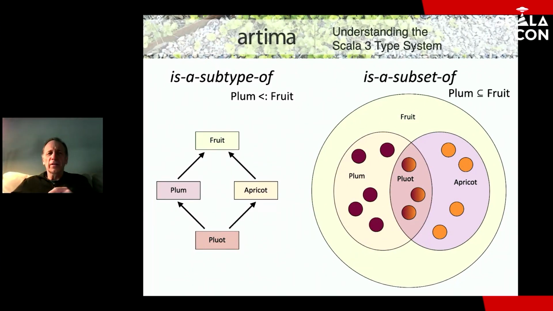And if you look at the little symbol we use, like in Scala, it's less than colon. That's the same thing that actually looks a little bit like the subset symbol over there to the right. So anyway, subtype of is subset of.